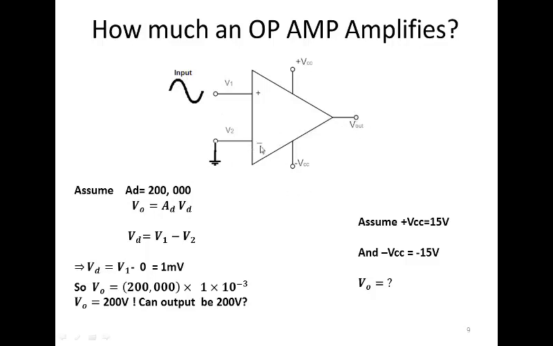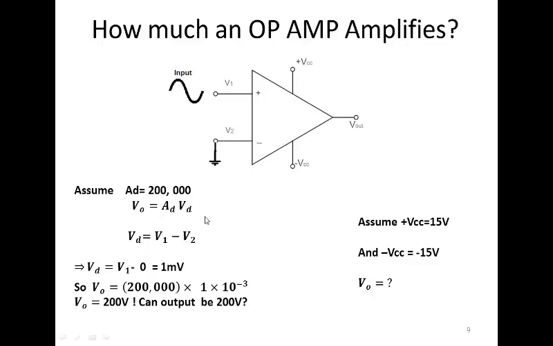So to find out the output, I know the output is equal to the gain times the input Vd, the gain times the difference signal, where Vd is equal to V1 minus V2. Note that I am not taking any common mode gain or common mode output, because I am assuming that this op-amp has a large common mode rejection ratio, and the common mode gain is very small, so I am assuming it is negligible.